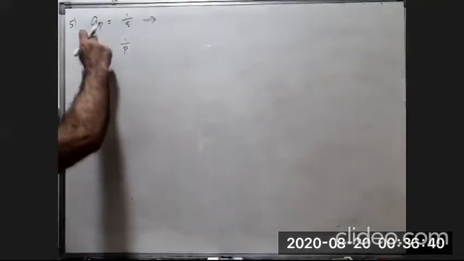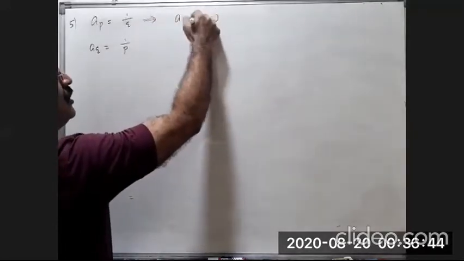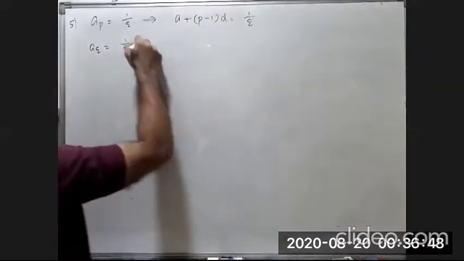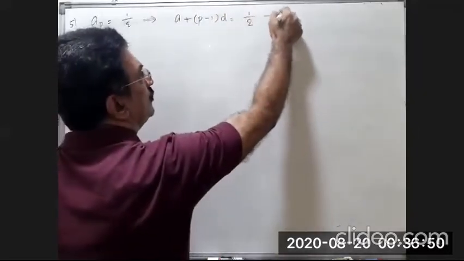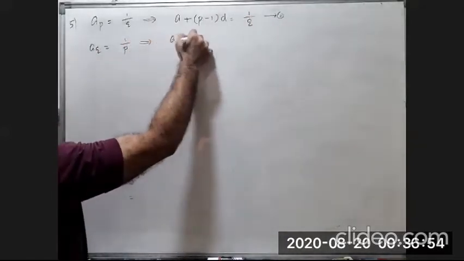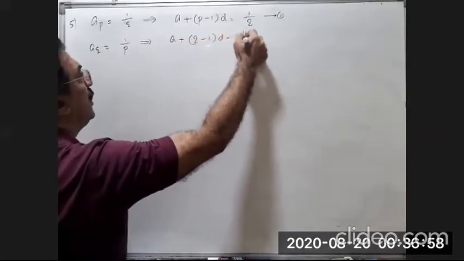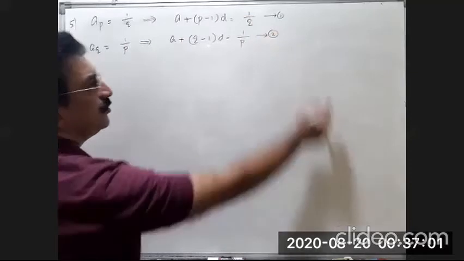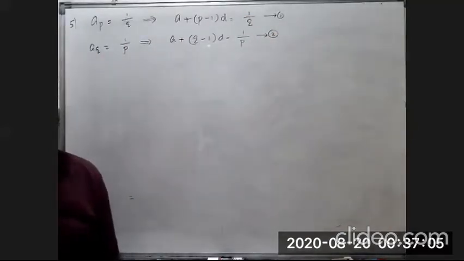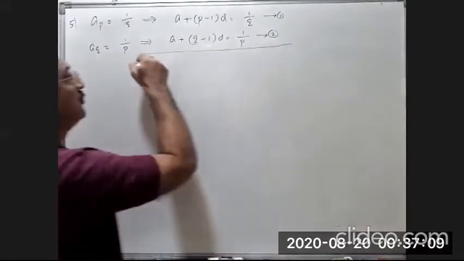The corresponding equation for the pth term is a plus (p minus 1) into d is 1 by q, equation number 1. The corresponding equation for the qth term is a plus (q minus 1) into d is 1 by p, equation number 2. We got two equations. Then by elimination, we subtract.